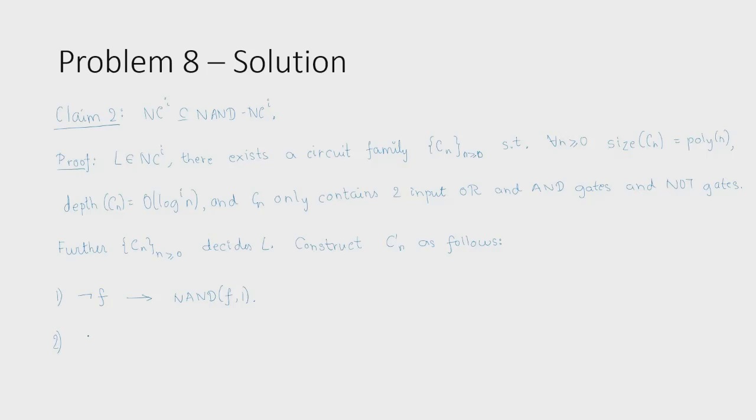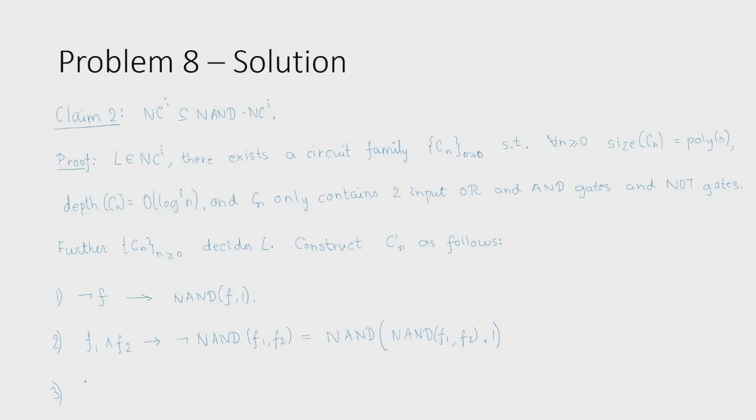Similarly, we'll replace the gate F1 AND F2. What is F1 AND F2? It's NOT of NAND F1 and F2. But we have already seen how to implement this NOT gate using just the NAND gate. So if over here you put NAND F1 comma F2 in place of F, you get a NAND gate. This is how we'll implement an AND gate.